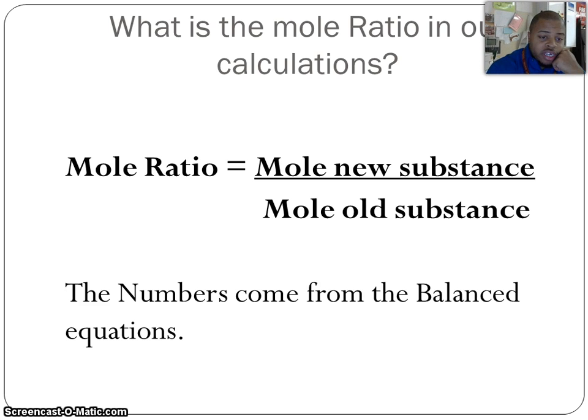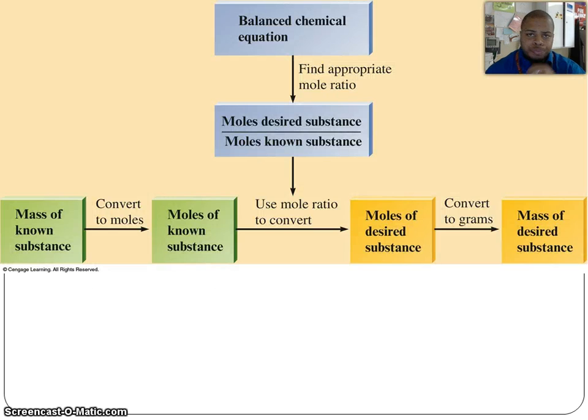Now, pay attention here at the bottom of the slide. You notice that it says the numbers come from the balanced equation. So whenever you do any type of stoichiometry, you have to have a balanced equation to work from, because your mole ratio is going to be dependent completely upon your balanced equation.